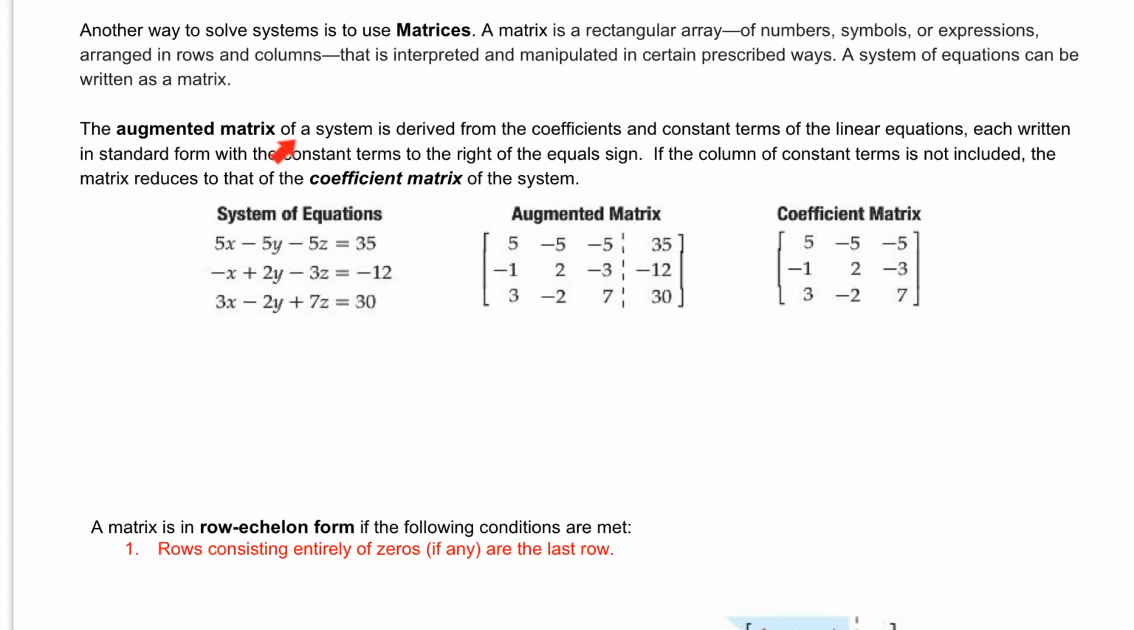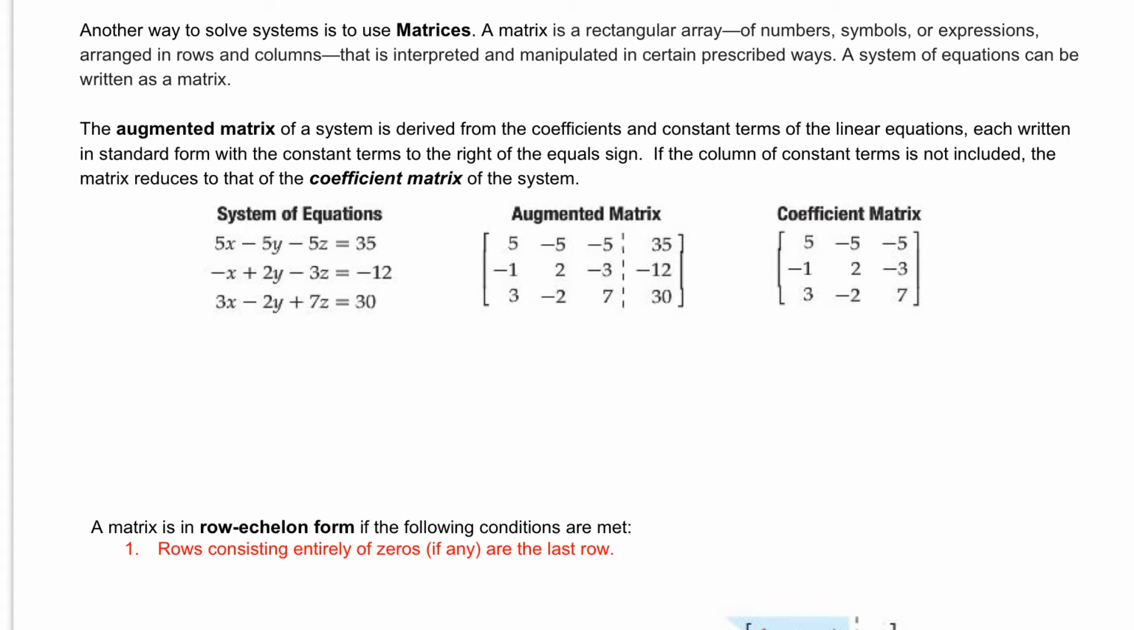The augmented matrix of a system is derived from the coefficients and constant terms of the linear equations, each written in standard form, with the constant terms to the right of the equal signs. If the column of constant terms is not included, the matrix reduces to that of the coefficient matrix of the system. So if you take a look right here at the systems of equations, notice everything goes from x, y, z, and after the equal sign is our constant.